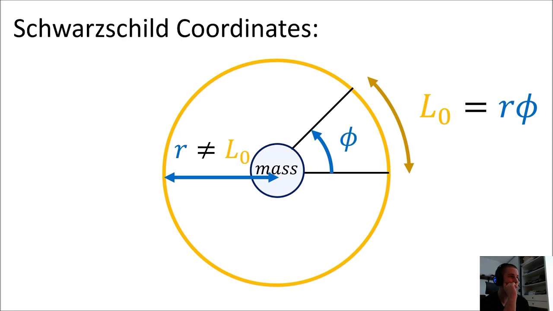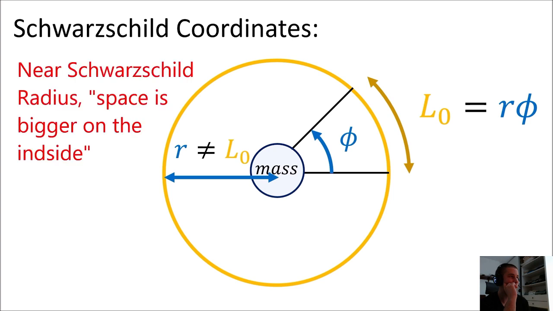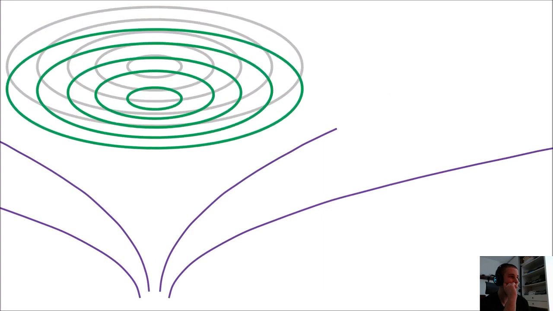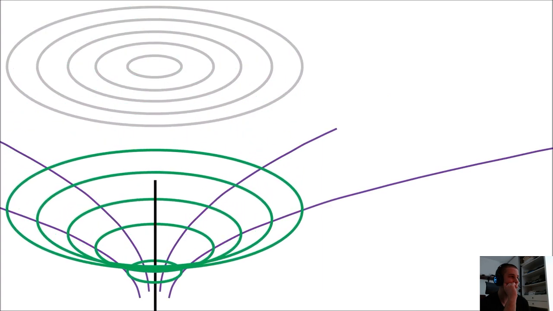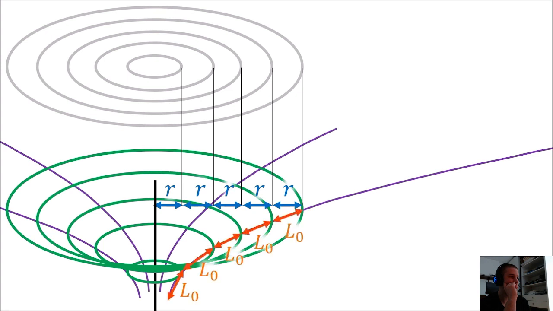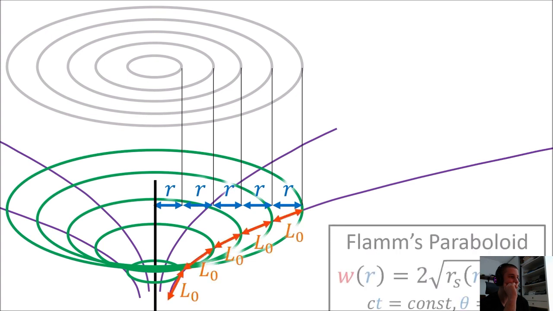So in Schwarzschild spacetime, given a circle around the mass, radial distances inside the circle are larger than we'd expect in flat space, given the circle's circumference. So essentially, near the Schwarzschild radius, space is bigger on the inside. This is explained by the curvature of space itself, so that the distance between concentric circles is increased due to the curvature of space. The surface traced out by these circles is called Flam's paraboloid.